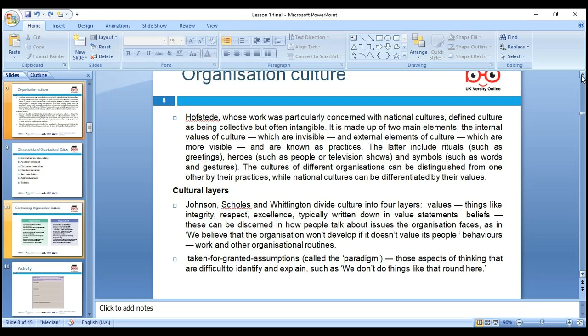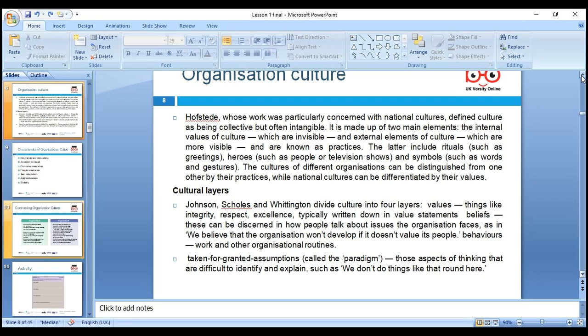There can also be religious values in that country. Now, culture has different layers. According to Johnson and Scholes, culture is divided into four layers, starting with values. In our organization, we treat people equally, we provide fair chances, we deal with honesty, what we say is what we deliver, and we exceed expectations. These are the values in our organization.